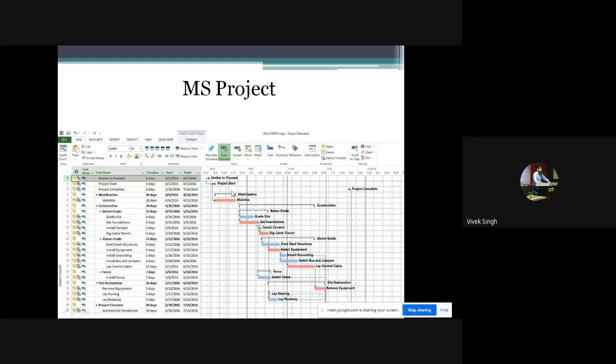You can see this is the interface of Microsoft Project. Quite similar to all the Microsoft products like Microsoft Excel. You can see this kind of interface you'll find in Microsoft Excel, but the working space is quite different. You can see this is a Gantt chart.